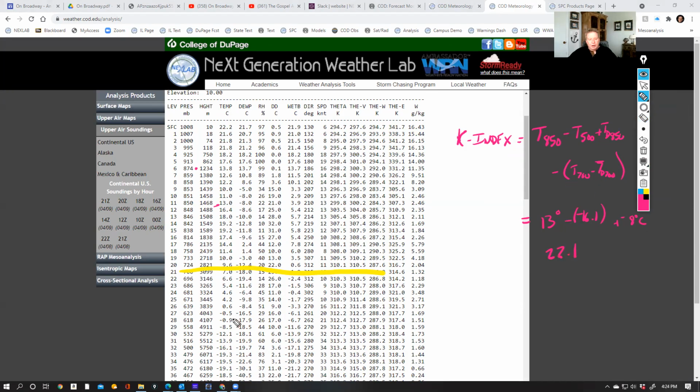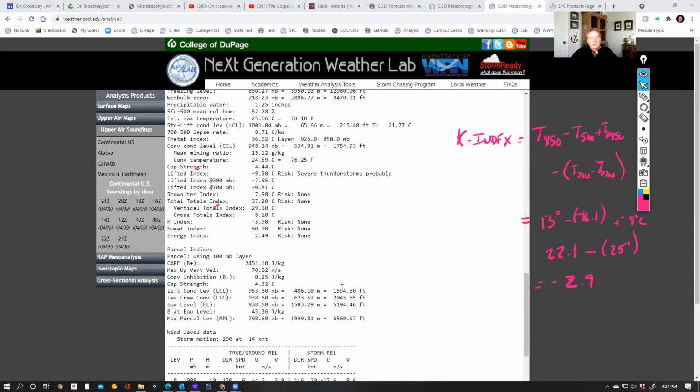And then the dew point depression at 700 millibars, that's here. It's 7 and negative 18. That's a 25-degree dew point depression. So 22.5 minus 25, and that becomes negative 2.9. Wow, that's really low. Okay, so if I go down here to the bottom, I can look at the K index and I say, oh, negative 3.9.